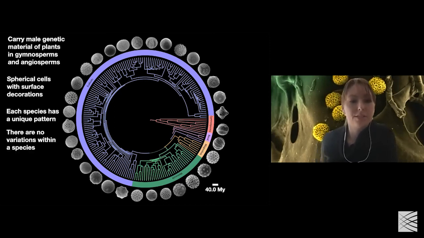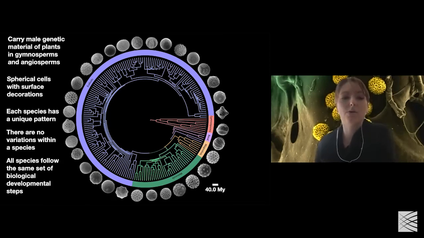There's no variation within the species, which adds to the fact that they're so robust. And then the last thing that sort of hinted to us as physicists that there could be a physical process going on here is that all species follow the same basic set of biological developmental steps. So somehow, although all of these patterns develop in the same steps, their end pattern looks different. So we wanted to understand how this was possible and what was going on.